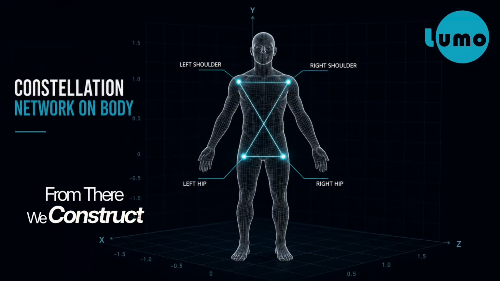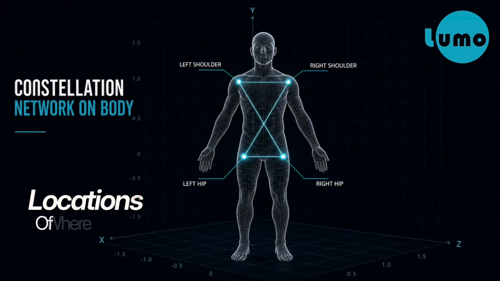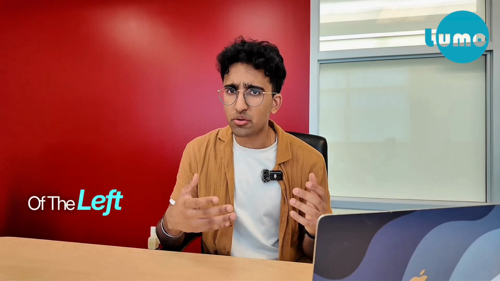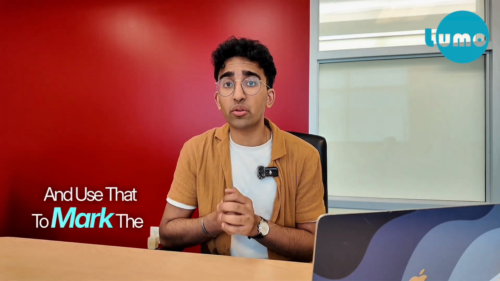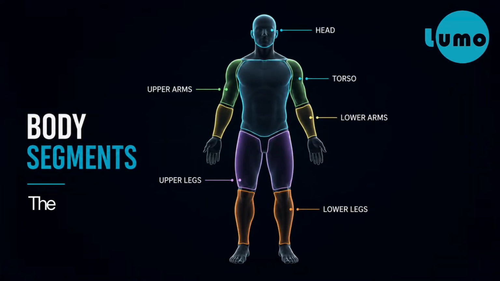From there, we construct our coordinate system. Like the constellation networks, the joints give us precise locations of where we are in space. On the torso, we can measure the location of the left shoulder, the right shoulder, the left and right hip, and use that to mark the location of any point on the surface of the body relative to those anchor points. We can form this for each rigid body: the torso, the upper arms, the lower arms, the upper legs, the lower legs, the head.